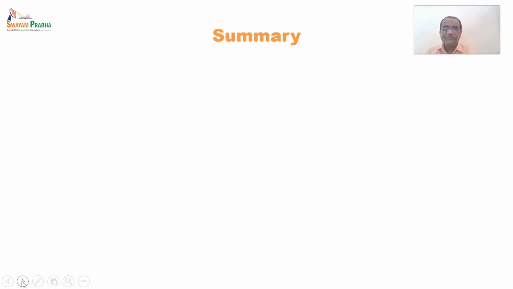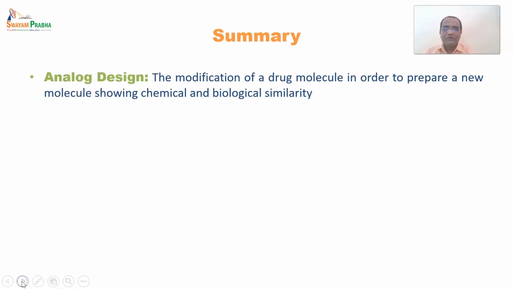Now we'll see the summary of this session. In the first instance, we studied analog design, that is, modification of a drug molecule in order to prepare a new molecule showing chemical and biological similarities. We have seen the example of captopril, which serves as a lead molecule. The lead molecule has been modified to prepare a series of compounds, and this series shows similar biological activity.